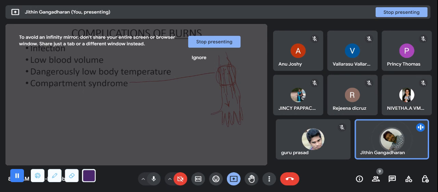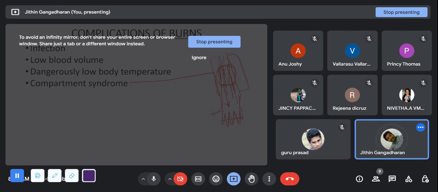Compartment syndrome can happen not only because of edema. Pressure in any area can cause compartment syndrome. For example, if you have a fracture and you apply a plaster cast that is too tight, it will lead to compartment syndrome. That is why, even if we apply a plaster cast throughout the hand, we leave the fingers and fingernails free.